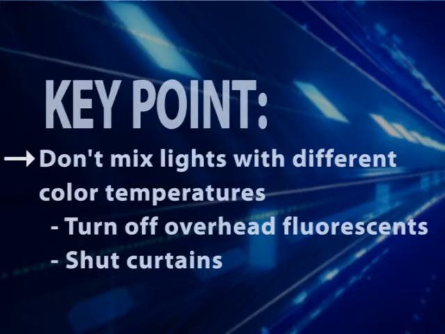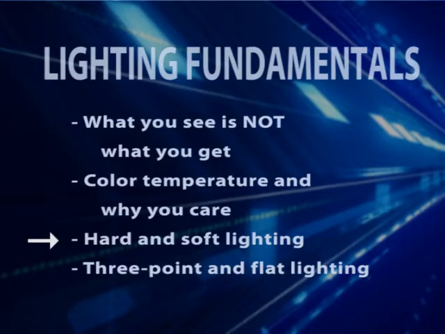What's the key point? When lighting a scene, don't mix lights with different color temperatures. If the overheads are fluorescent and your lights are tungsten, shut the overhead lights. And if you're shooting near a window with daylight streaming in, shut the curtains unless the color temperatures of your lights match the daylight. There are two types of light sources, hard and soft.